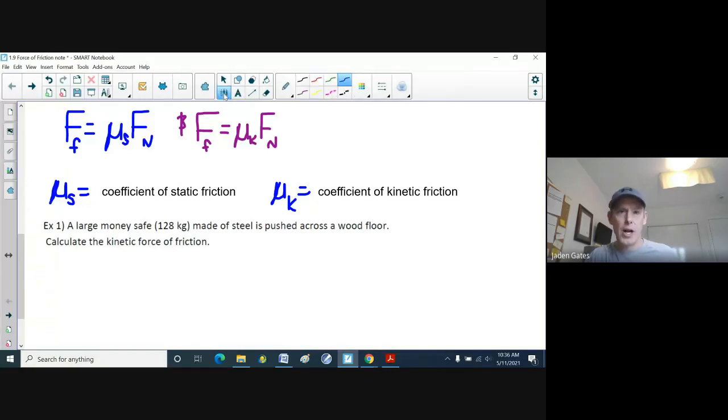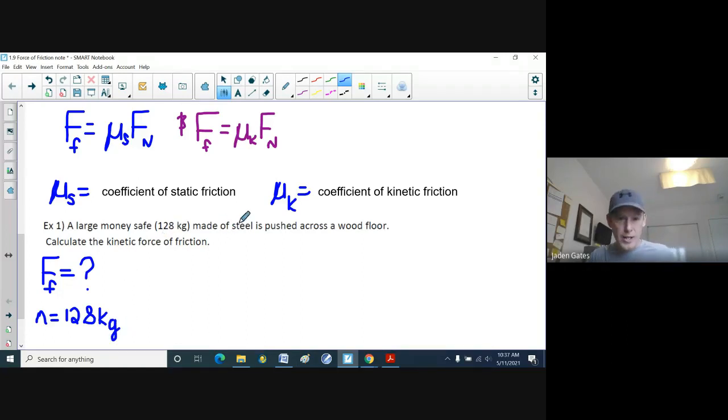All right, so again, I always like to write out the information that I have and what I need to know. So it's telling me I need to find this force of friction, that is the kinetic force of friction. Now my mass, it also tells me this safe is 128 kilograms. All right, so there's a couple pieces of information.